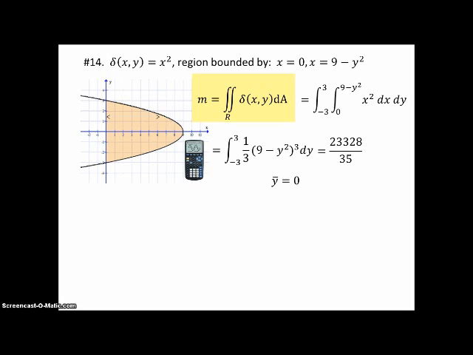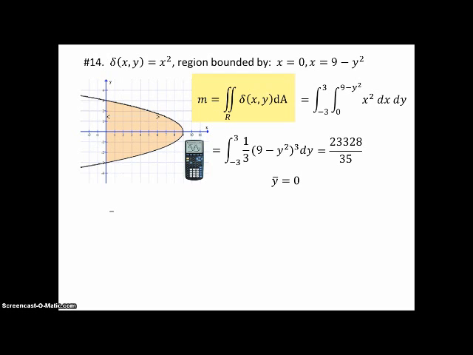Now, pretty obviously, y bar is going to be 0 because the top and bottom are going to vary exactly the same way with respect to x squared because the x values are all the same. So even though the density is not uniform, y bar is still pretty obviously 0. Now, if you don't trust that, you can always go ahead and integrate 1 over m times the integral of y times the density. Okay?